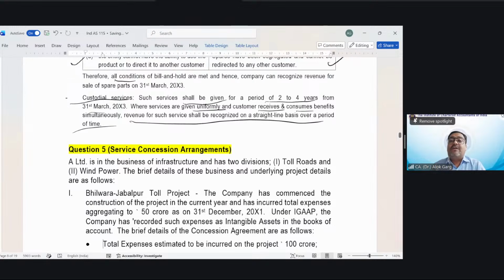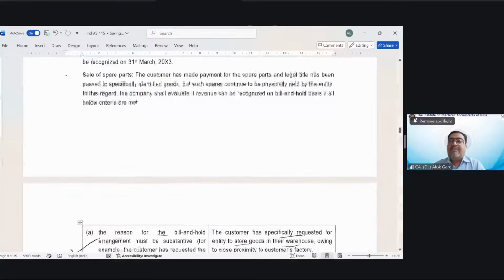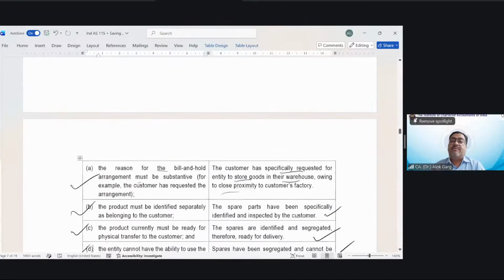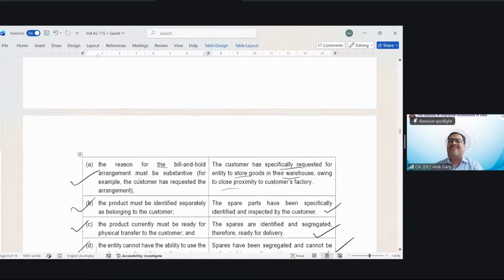Great. So we covered question number 2 and question number 4, right? And with the help of these questions, we have also covered the concept of right of return and bill and hold criteria. We touched upon the concept of variable consideration in question number 2. Then we touched upon the allocation of transaction price in this question also: at a point in time, over a period of time, and allocation in the ratio of standalone selling price. We discussed these concepts as well.